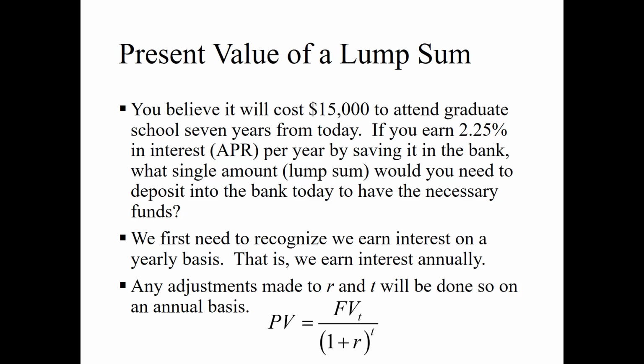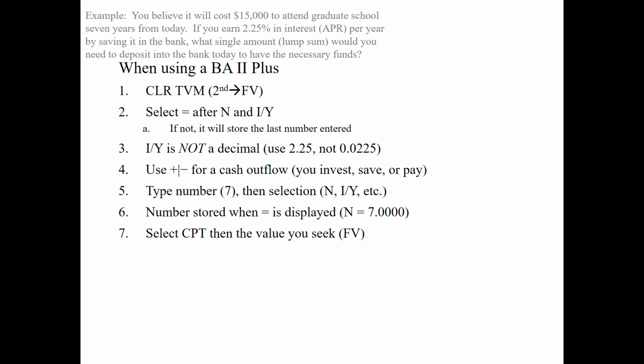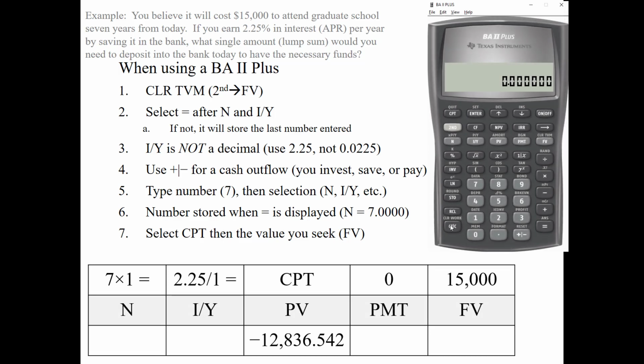In the next example, we will look at the present value of a lump sum. We're going to assume that it's going to cost $15,000 to attend graduate school 7 years from today. If we earn 2.25% interest or APR per year by saving it in the bank, what single amount or lump sum payment would you have to deposit today to have the necessary funds? And in this example, we need to recognize that we earn interest on a yearly basis. So we're going to divide our interest rate by 1 and we'll multiply our T times 1. And so we see our example on the top left.